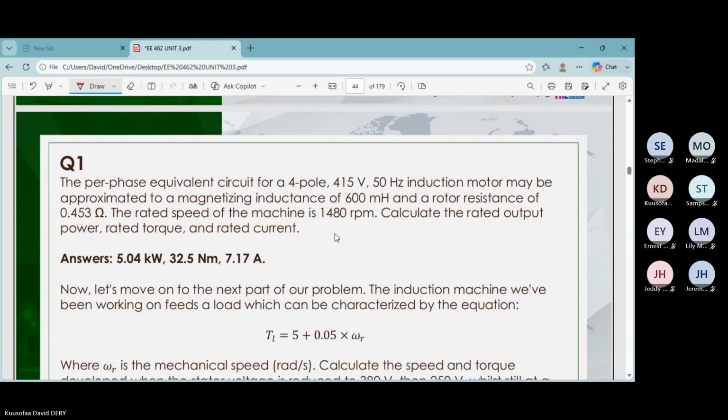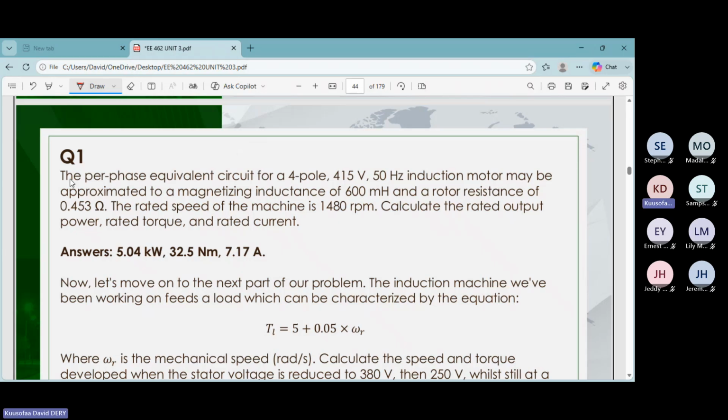So this example: the per phase equivalent circuit for a 4-pole 415 V 50 Hz induction motor may be approximated to a magnetizing inductance of 600 millihenry and a rotor resistance of 0.453 ohms. The rated speed of the machine is 1480 RPM. Calculate the rated output power, rated torque, and rated current. So let's look at this first example.